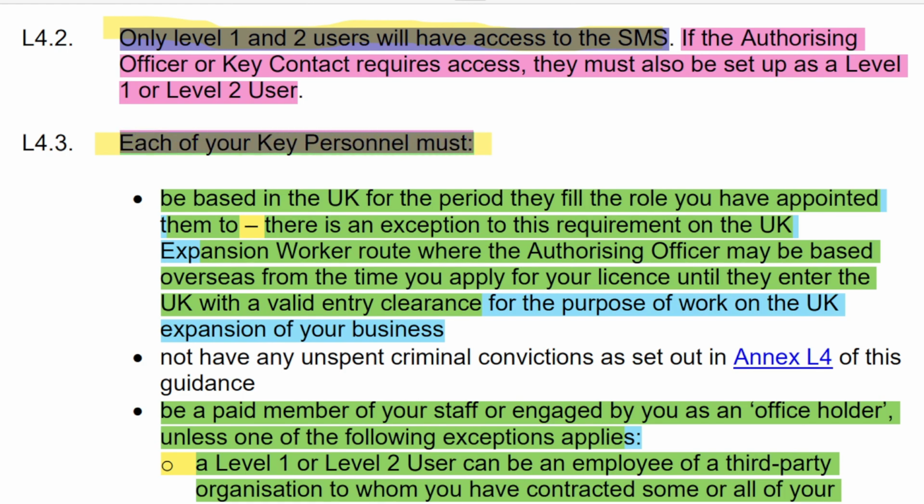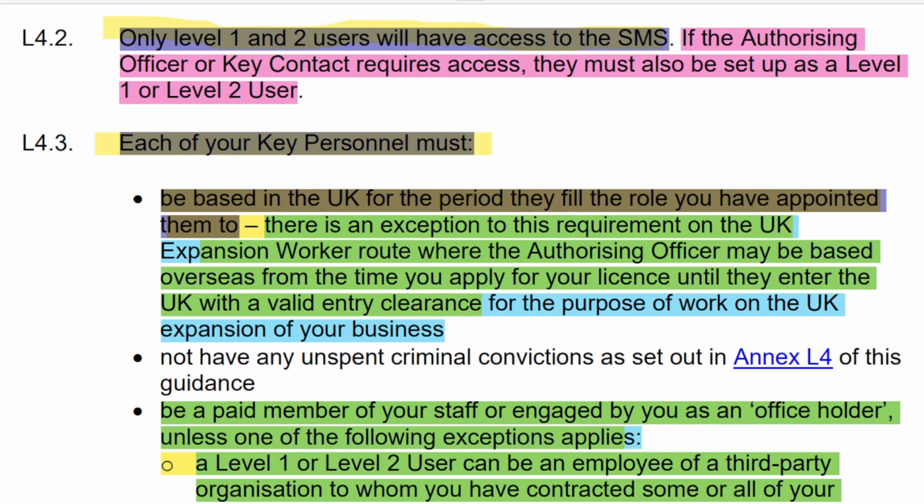Each of the key personnel must be based in the UK for the period they fill the role you have appointed them to. So, for example, if you have appointed someone as a level 1 user or level 2 user, and they are moving back to their country, for that period they cannot be appointed. So, they must be based in the UK for the period they fill the role.